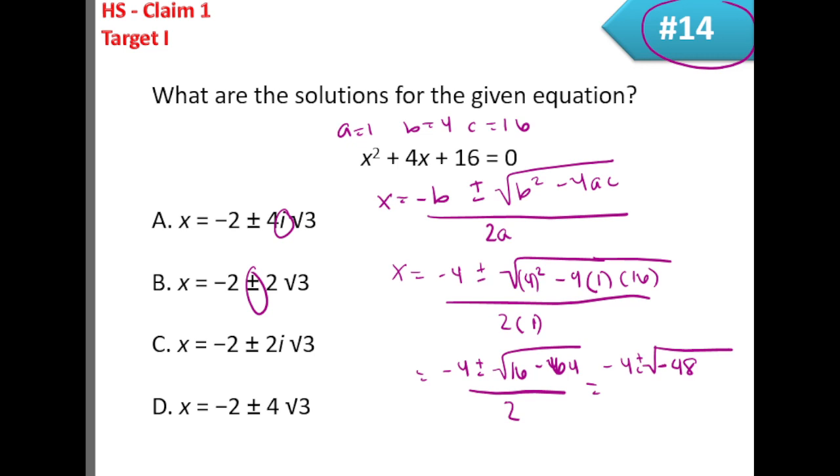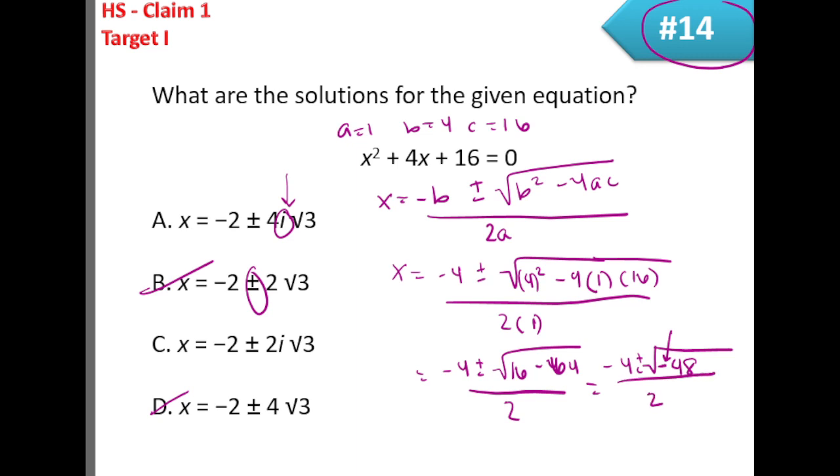negative 48. Okay, if you see a negative inside here, immediately you should know that it has an i. So it can't be B or D. Okay, negative 48. Am I right? 16 minus 64 is negative 48, over 2.